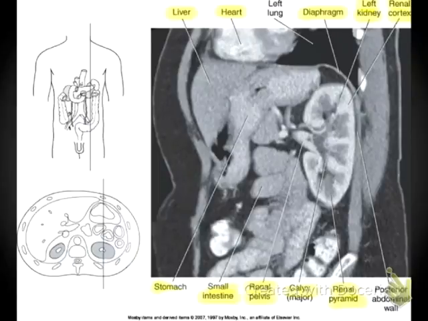Here's a better demonstration of the kidney as well. We have the medulla, which is the renal pyramids here, here, here, and here. We have the cortex of the kidney. Notice we do have the diaphragm coming in.